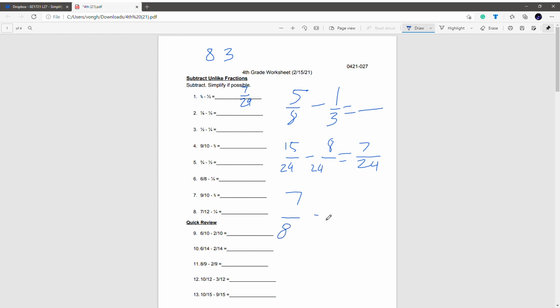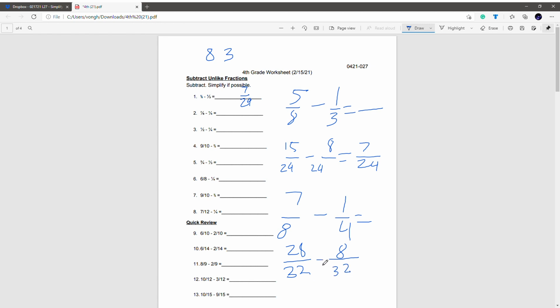7/8 minus 1/4. Now you could cross multiply, but if you notice that the denominators are 4 can go into 8, you can just double 1/4 to make sure the denominators are the same, but we should work on cross multiplying, so I'll just cross multiply for this one. So to cross multiply, you do this denominator times that, so 8 times 1, that's 8. Oh, sorry, my bad. Let me rewrite it. 8 times 1, that's 8, and 4 times 7, that's 28. And then 8 times 4, 32.